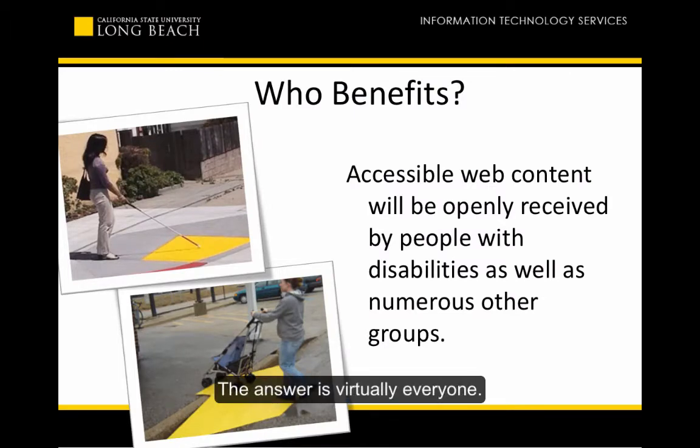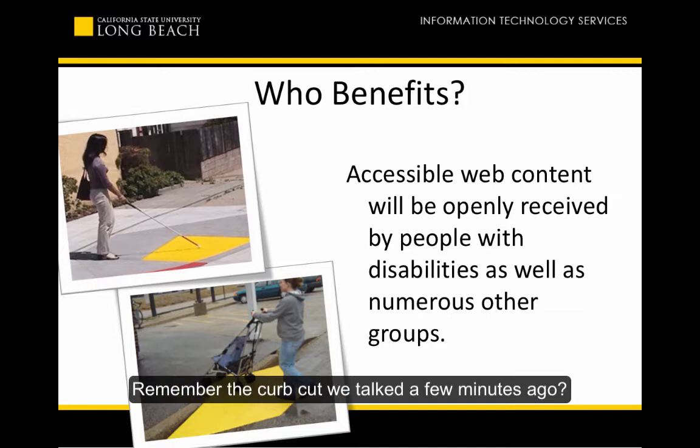Who benefits from accessibility? The answer is virtually everyone. Remember the curb cut we talked about a few minutes ago? This benefit, which came out of the ADA of 1990, has become the symbol of universal benefit of accessibility.